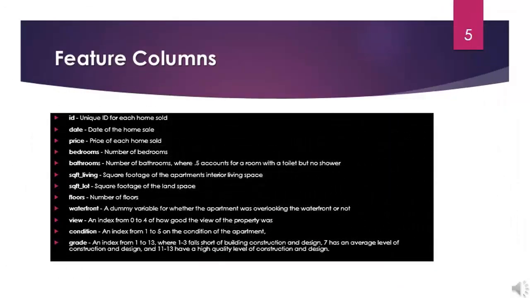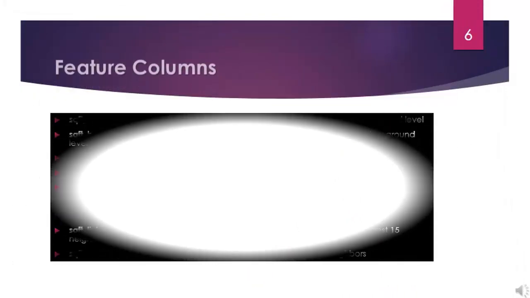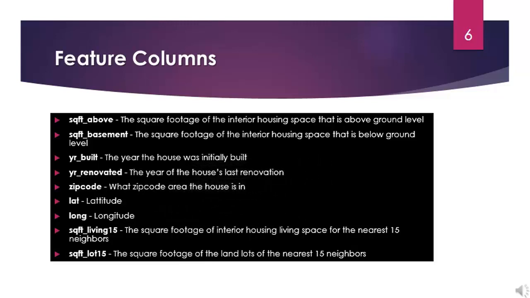Okay, let me introduce the feature columns of our data. ID, date, price, bedrooms, bathrooms, square foot living, square foot lot, floor, waterfront, view, condition, grade. To know more about these features, pause the video and read carefully. And here also square foot above, square foot basement, year built, year renovated, zip code, latitude, longitude, square foot living 15 and square foot lot 15. Again here, to know more about these features, pause the video and read carefully.